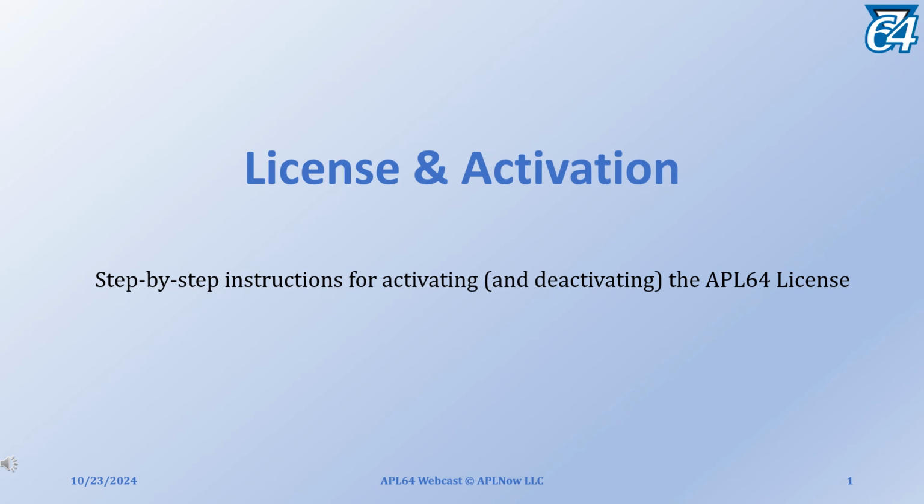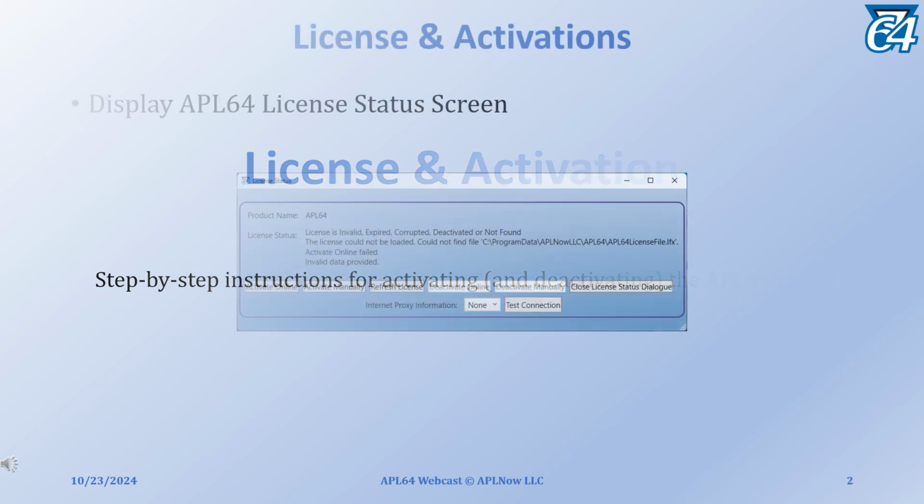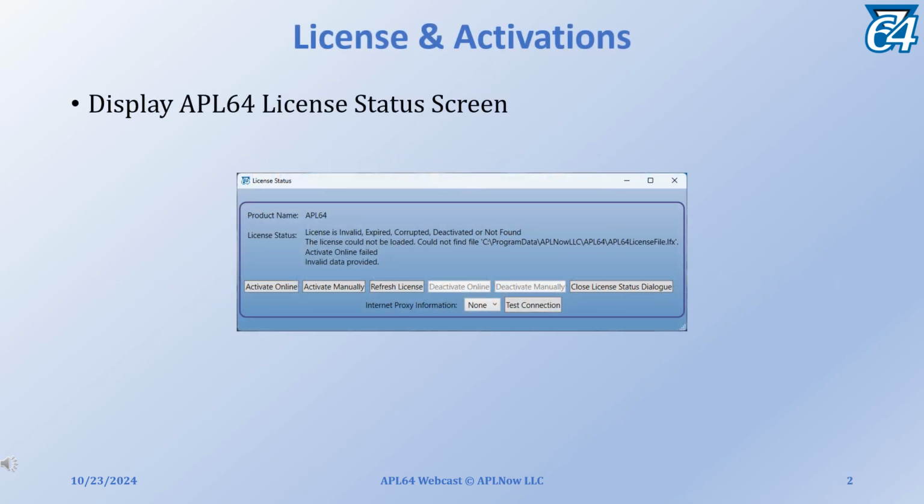So let's go ahead and get started on activating the APL64 software license. The first step is to start APL64. To do this, click the Windows Start menu, All Apps, APL64. When the APL64 software license is not yet activated, you will see this dialog.